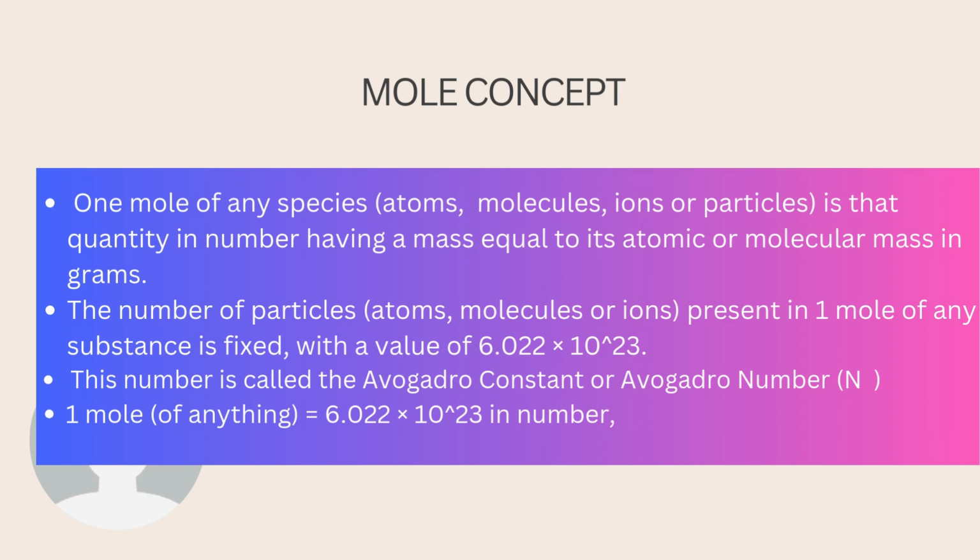Our last topic is the mole concept. One mole of any species is that quantity in number having a mass equal to its atomic mass or molecular mass in grams. The number of particles present in one mole of any species, that may be atoms, molecules, anything, will be a fixed one. That value is 6.022 into 10 raised to 23. This number is called the Avogadro number or Avogadro constant.